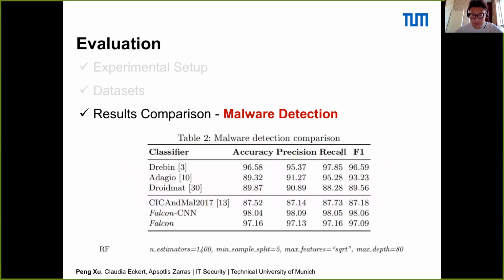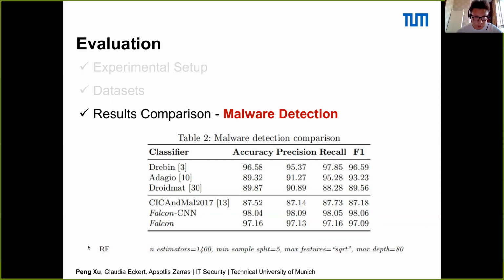Our result for the malware detection: here we compared our work with other related work like Adagio and also CRC 2017. Here we can see that using Falcon, just considering all of the network traffic as split network images, we can get the best result. If we consider it as a 2D image sequence, we can also get a very good result, but worse than the Falcon.